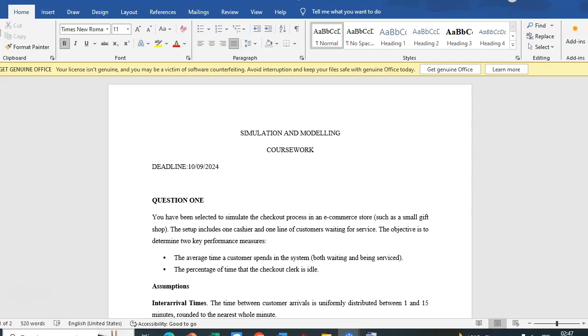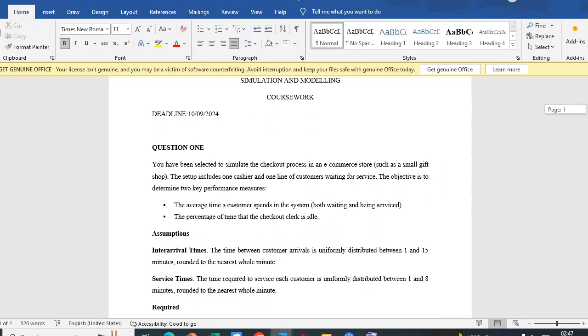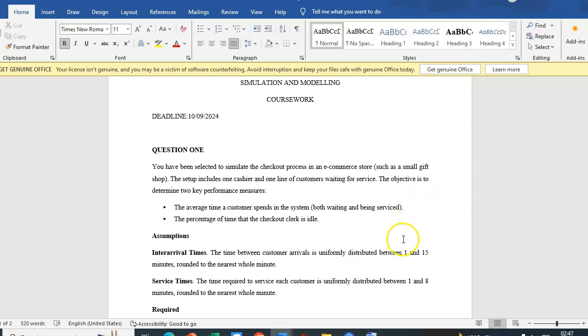So for number one, we were told that we were selected to simulate the checkout process in an e-commerce store, and they didn't give us many things. They gave us the interval times, which is the time between customers' arrival. So they gave us it's between 1 to 15 minutes, rounded to the nearest whole minute.